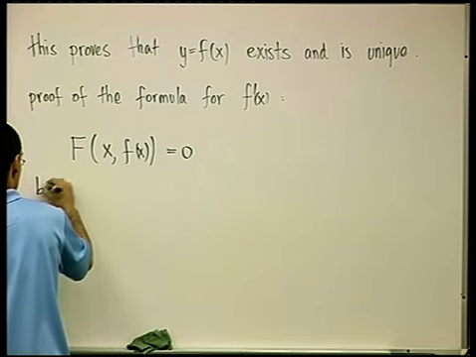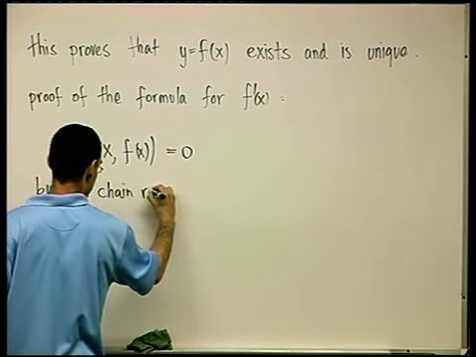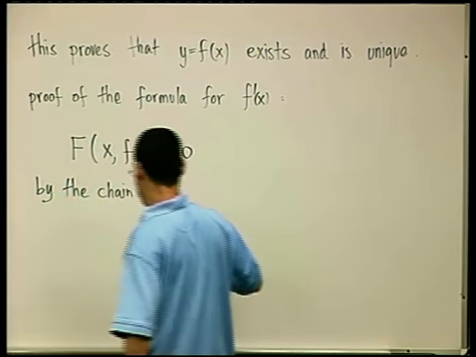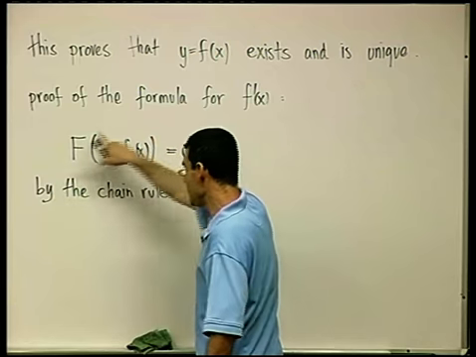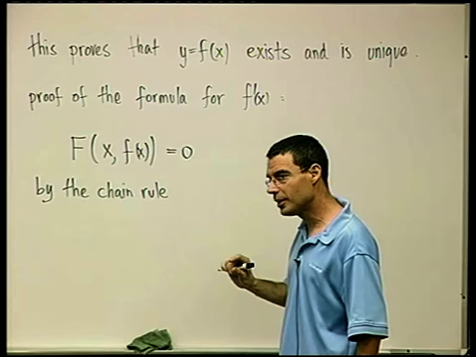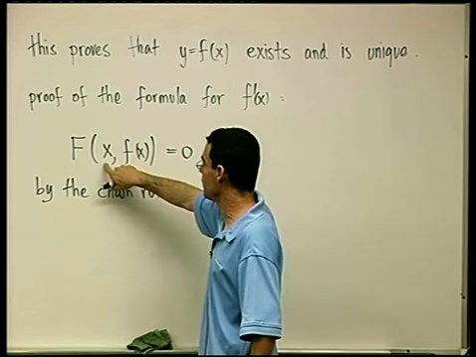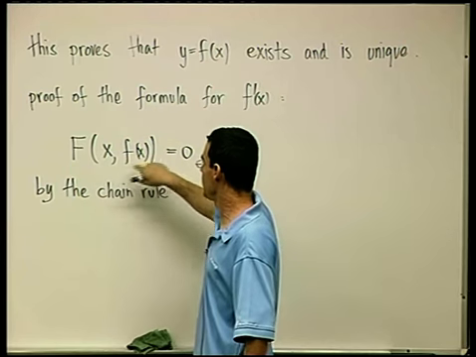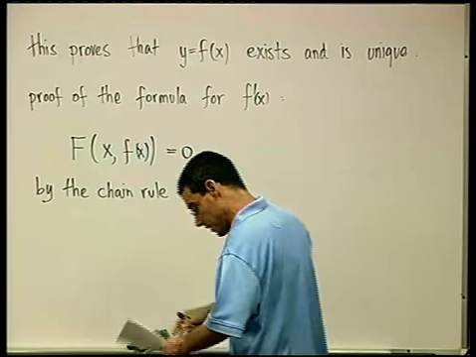So, by the chain rule, what do I get? I want to take the derivative with respect to the variable x. Now, there's a little abuse of notation here, because x is the first variable of this, but it's also the variable of little f. So you have to be very careful.